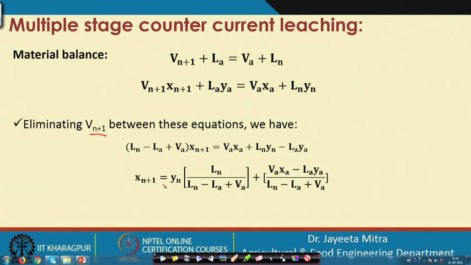And from here we can get the X n plus 1 as Y n into L n by (L n minus L A plus V A), plus (V A X A minus L A Y A) divided by (L n minus L A plus V A). So, this is the overall mass balance or material balance and the component balance on the solute. So, this we will use now to solve the problem.